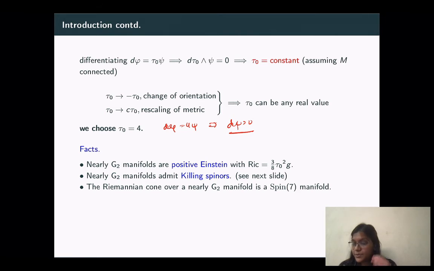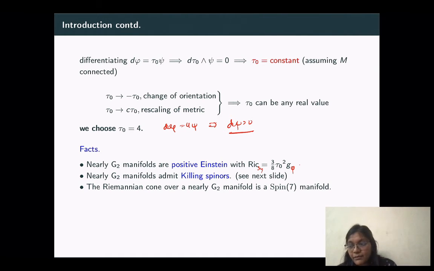And it's positive Einstein, and the Ricci of it is just given by 3/8 tau naught squared g. Here this g is g phi, basically the metric defined by the 3-form phi, and the Ricci is also of the metric g phi. So the Ricci is just a scalar multiple of the metric, and that's why it's positive Einstein, and the scalar is also positive, as you can see here.